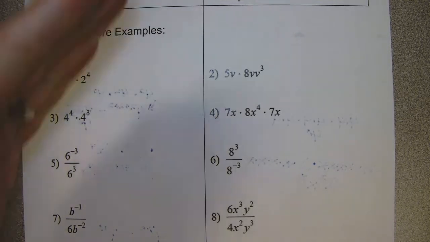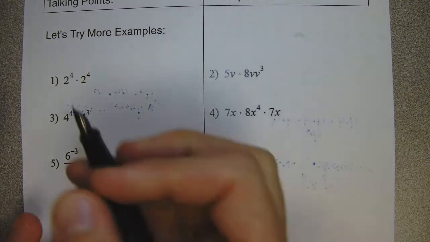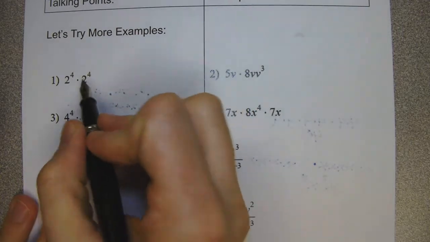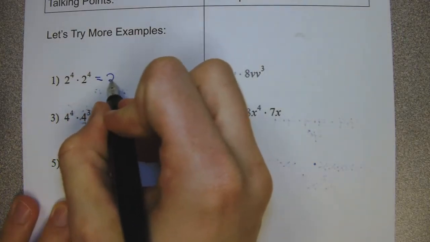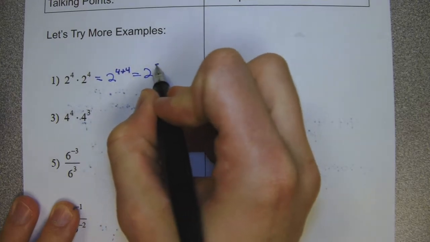But otherwise, I'm going to pretty much fly through these, just so that way you've got 16 solid examples from all of the different laws. All right, so let's start off. I've got products of powers, so we'll add. So I'll keep the base, add 4's together, so 2 to the 8th.